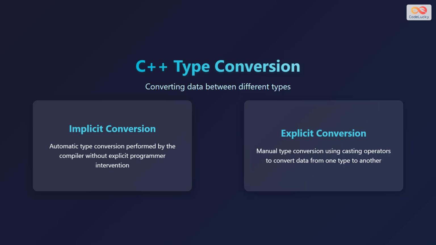Implicit conversion refers to automatic type conversion performed by the compiler without explicit programmer intervention. Explicit conversion refers to manual type conversion using casting operators to convert data from one type to another.